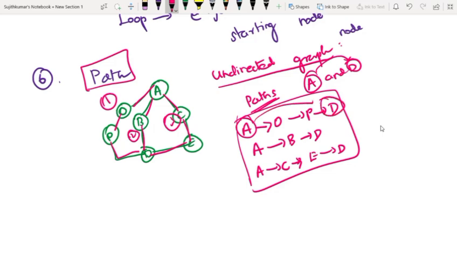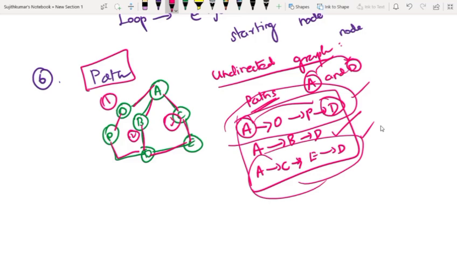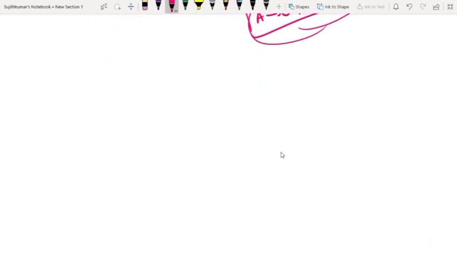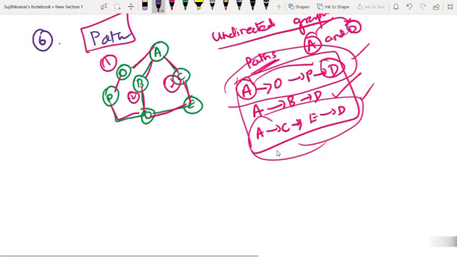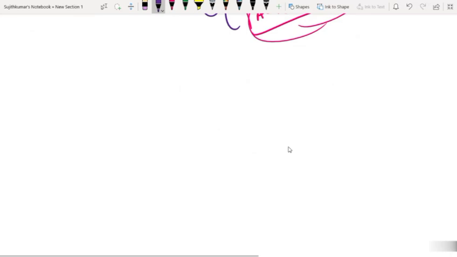The shortest path is ABD, and the position of the longest path is shared by these two. So these two are both the longest. Okay, so this is an undirected graph. That's all about path. You can always determine a path between any two nodes. The path between any two nodes can be more than one; it need not be one. You can see there are three paths between A and D.